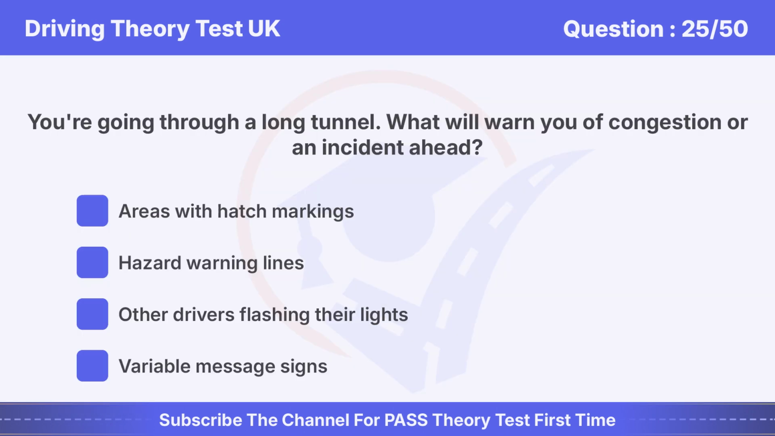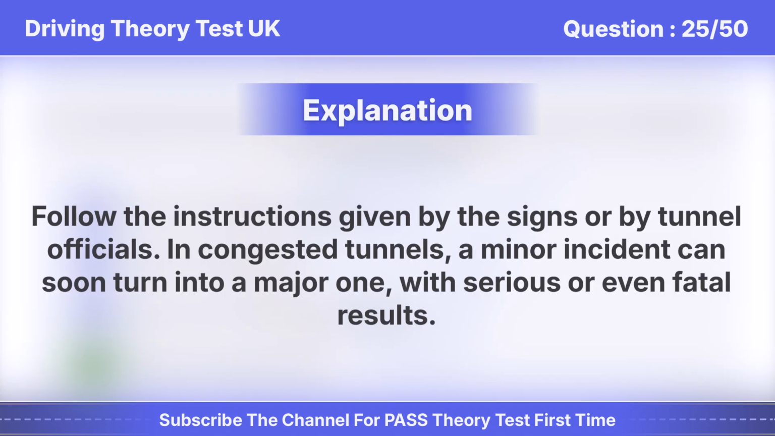Question 25. You're going through a long tunnel. What will warn you of congestion or an incident ahead? Answer is D, variable message signs. Follow the instructions given by the signs or by tunnel officials. In congested tunnels, a minor incident can soon turn into a major one, with serious or even fatal results.